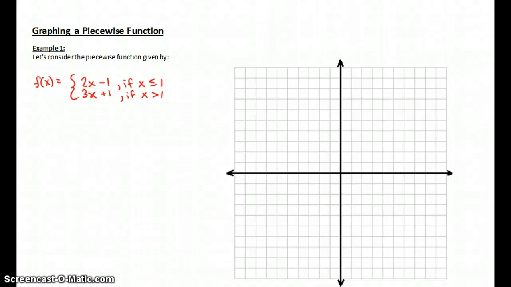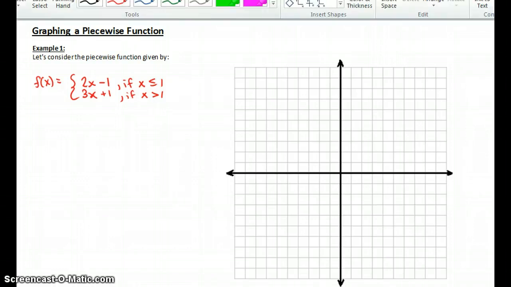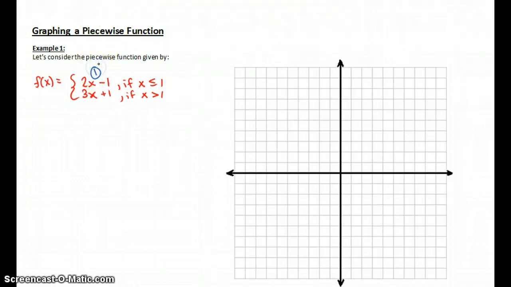In this next example from Friday's notes, we're being asked to graph the piecewise function given by the definition f of x is 2x minus 1 whenever x is less than or equal to 1, and 3x plus 1 whenever x is greater than 1. So what we want to do is examine it piece by piece. That first piece, 2x minus 1. We want to graph that whenever x is less than or equal to 1.